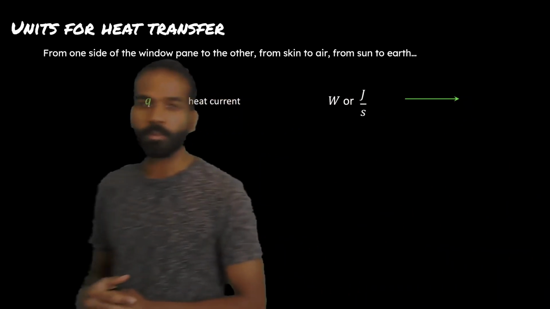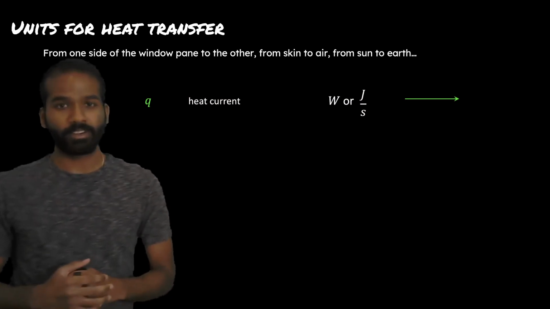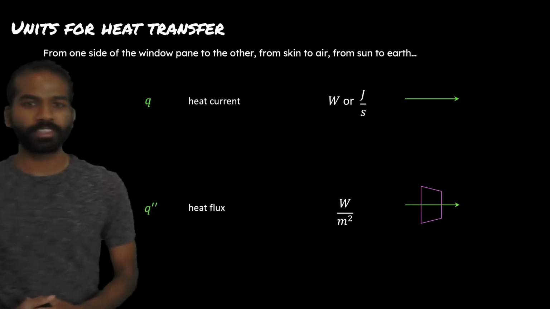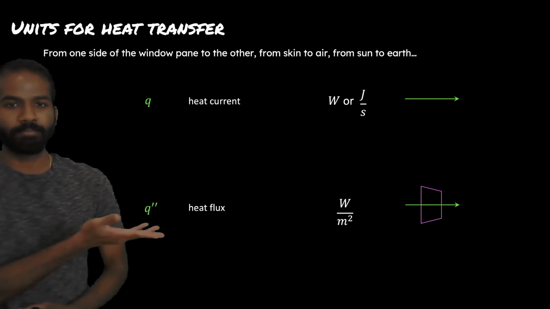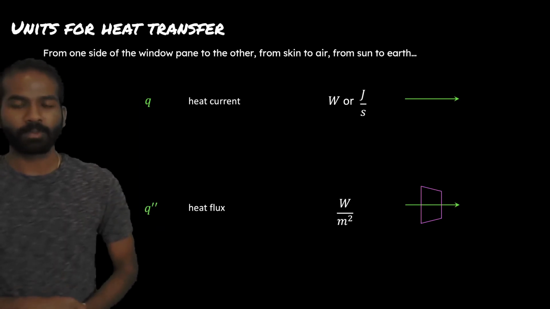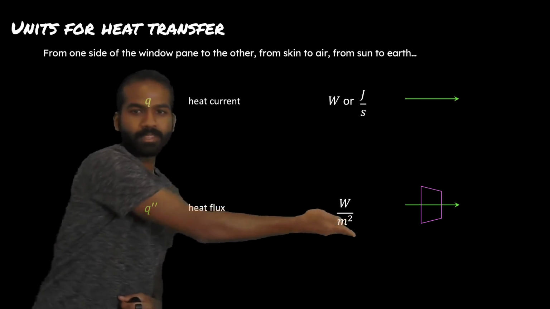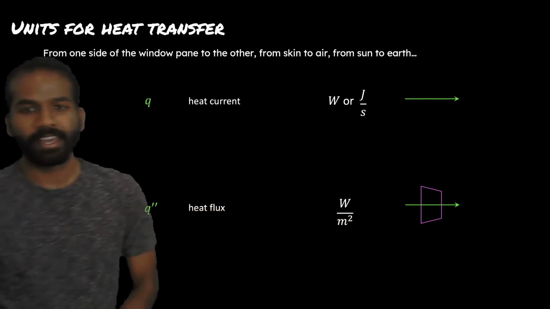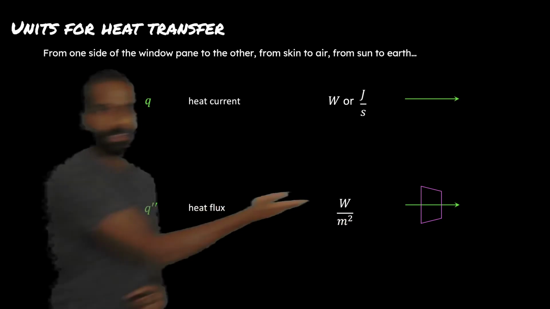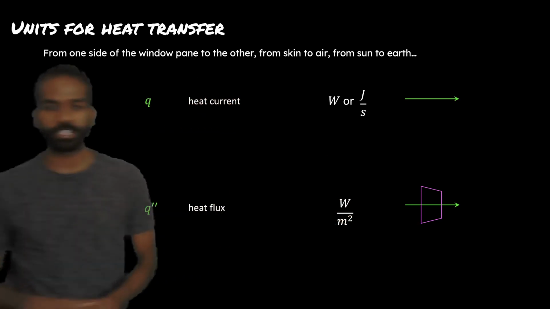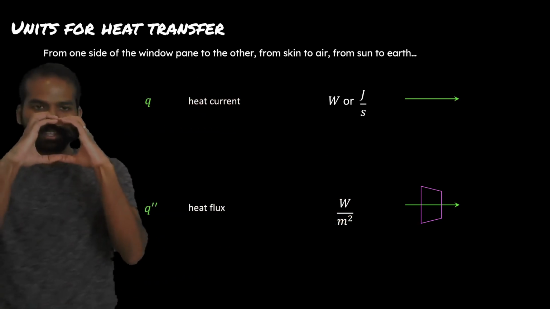We can also normalize this heat transfer per unit area. We refer to this as Q double prime, shown here, and we are then normalizing this watts or joules per second with meters squared. And we can schematically depict this, as shown here, as heat transfer through a given unit area.